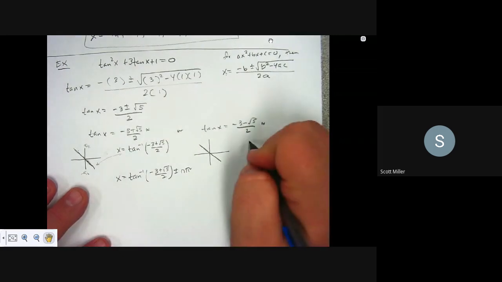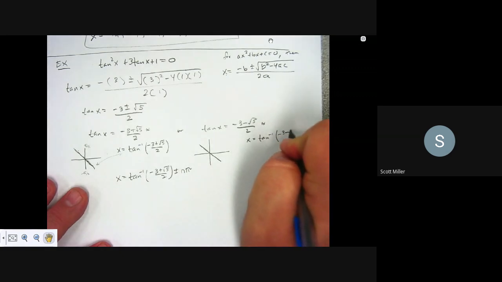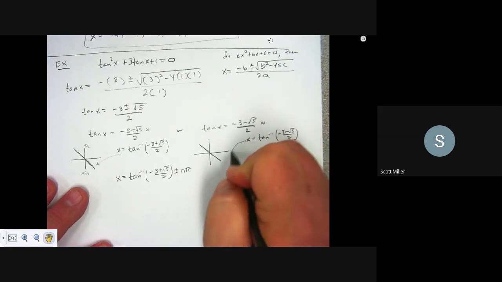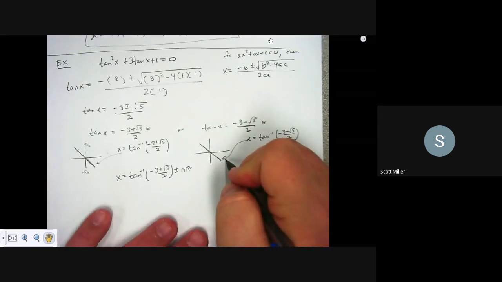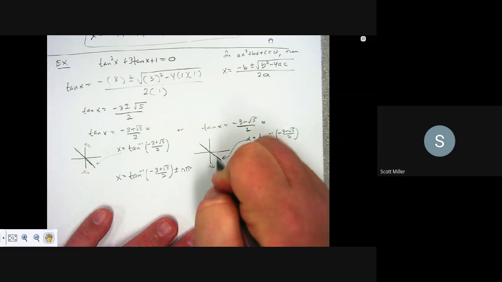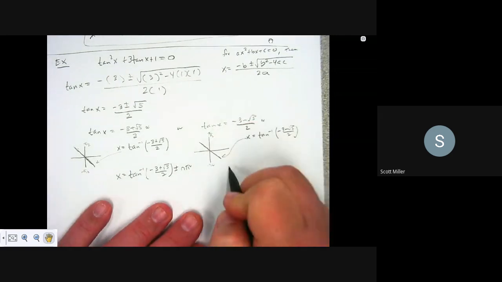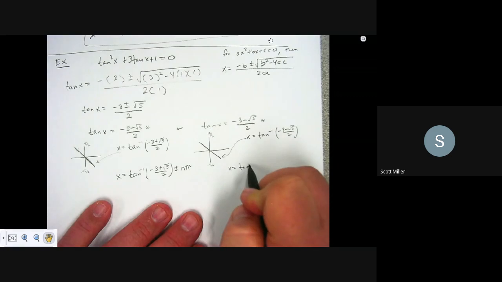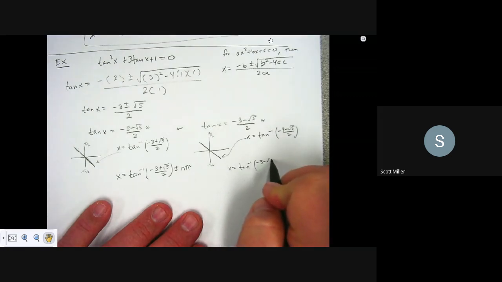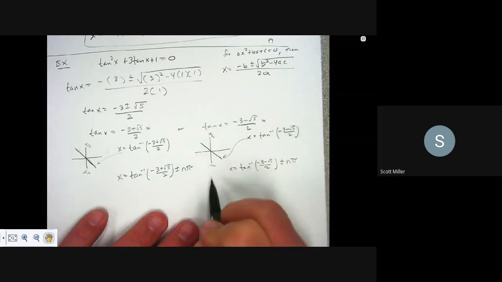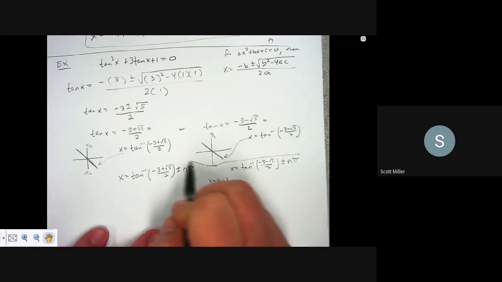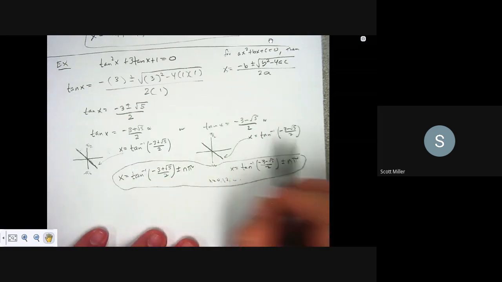The same thing applies over here. So x equals the inverse tangent of this quantity, which produces this angle right there. And it's okay to use that answer, even though it's a negative angle between negative pi over 2 and pi over 2. And so then I can write this answer as x equals the inverse tangent of this, and then plus or minus n pi or pi n, whatever it is, and then n is 0, 1, and 2. And so these then are my solutions to that equation.